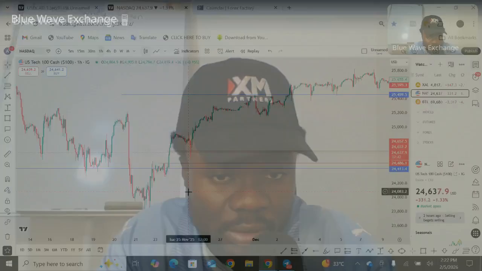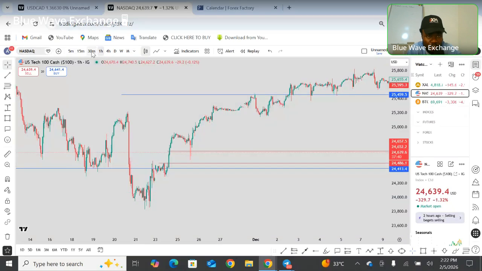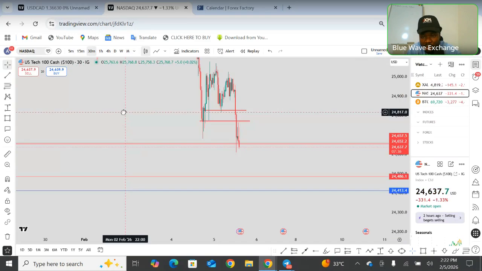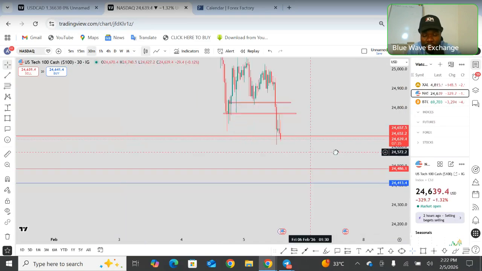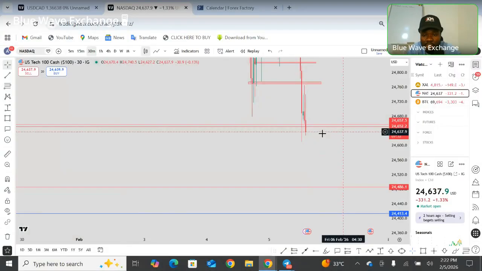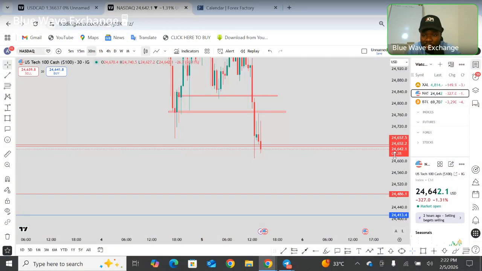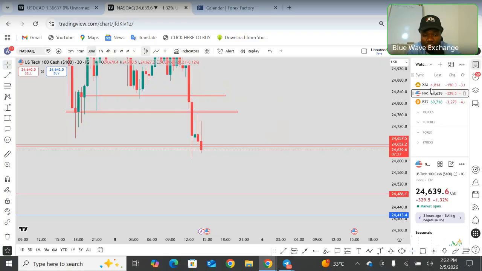H1, M30. Yeah, so in the next 7 minutes, if this one closes, the chances of a pullback and price continuing to move down are very high. But we have news at 3. Let's see, good. Yeah, it's good, looks like it can break.